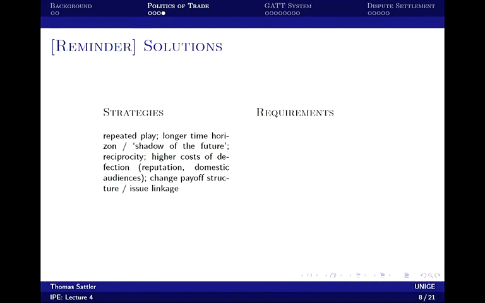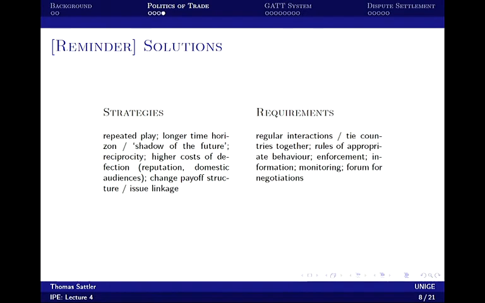And the strategy that helps us to do this, to overcome the cooperation problem, is reciprocity, because it raises the cost of defections. So to achieve this, what we need is regular interactions. We need to tie countries together to make sure that they really understand and see that they're going to interact for a long time in the future, forever, potentially.